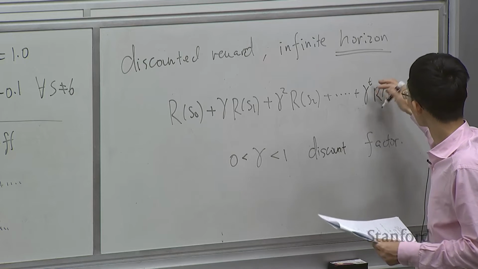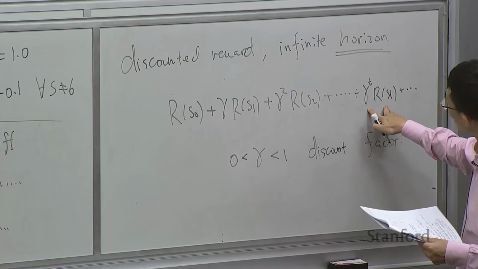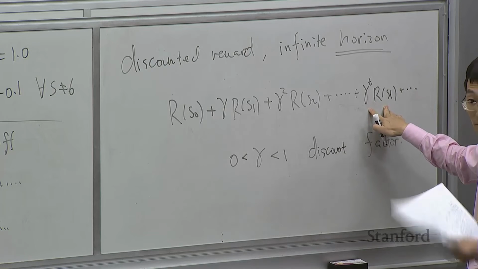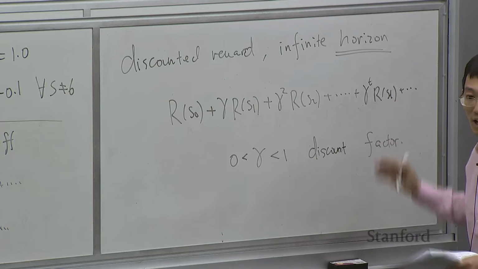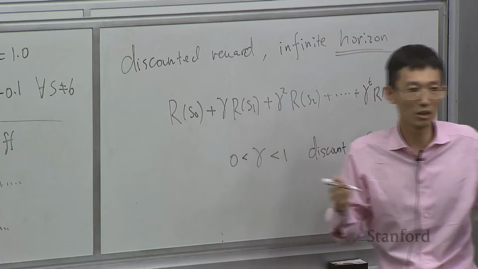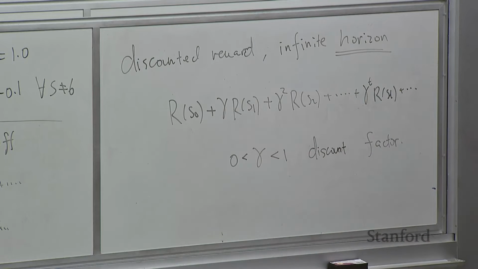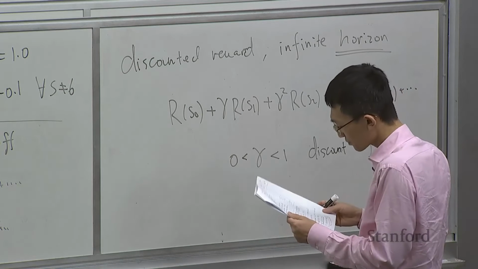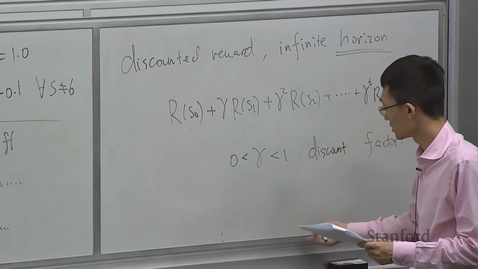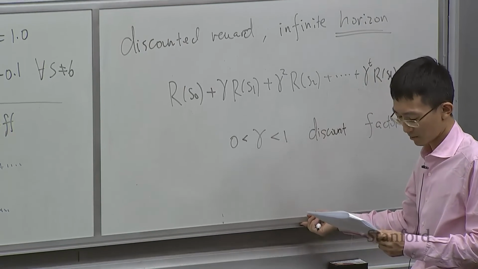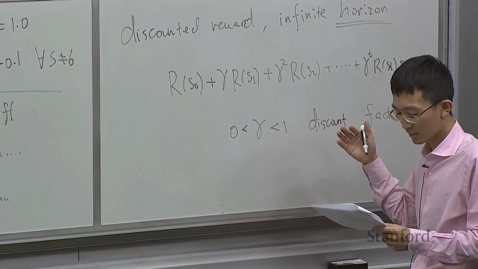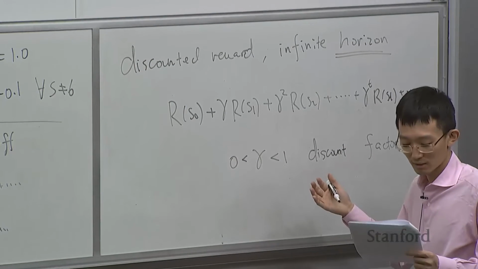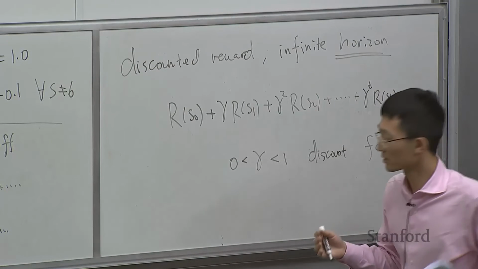So you discount your reward in the future by some factor gamma to the power t, just like in finance or in economics, your return in the future isn't worth as much. So that's one way to think about this. And another technical way to think about this is that if you do this, then even if you have an infinite horizon, your total reward is always bounded.